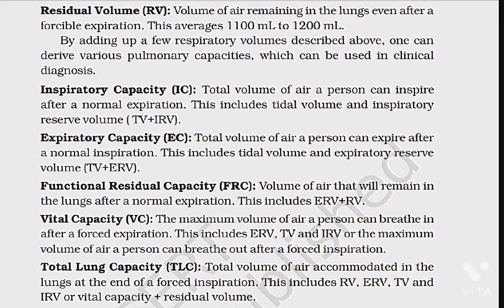Vital capacity (VC): the maximum volume of air a person can breathe in after a forced expiration. This includes ERV, TV, and IRV, or the maximum volume of air a person can breathe out after a forced inspiration. Total lung capacity (TLC): total volume of air accommodated in the lungs at the end of a forced inspiration. This includes RV, ERV, TV, and IRV, or vital capacity plus residual volume.